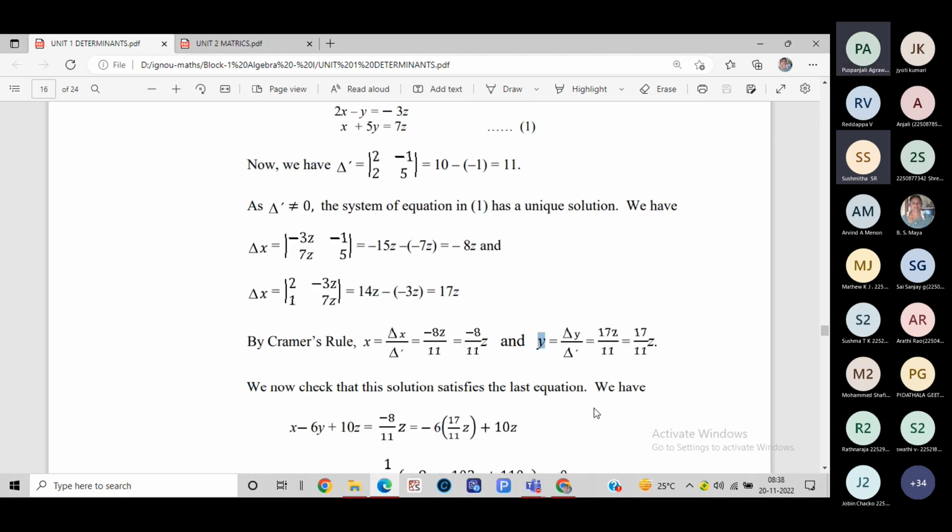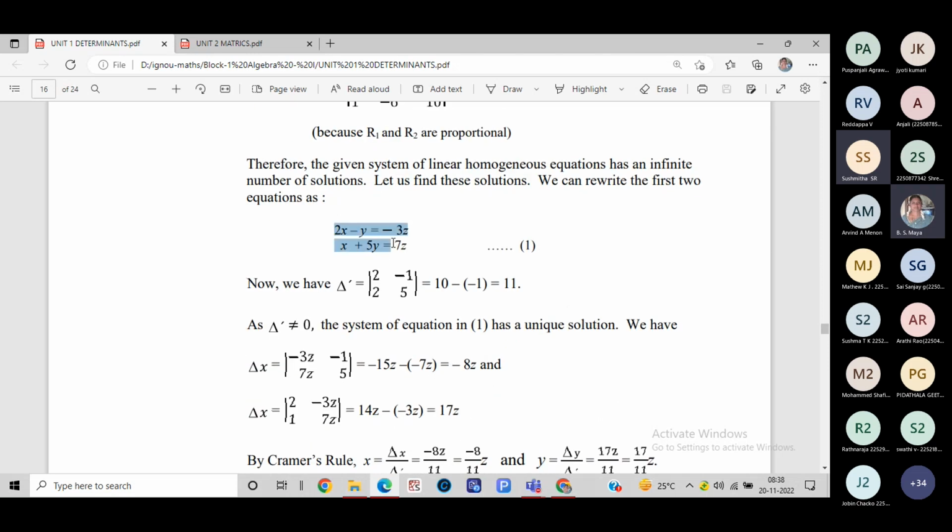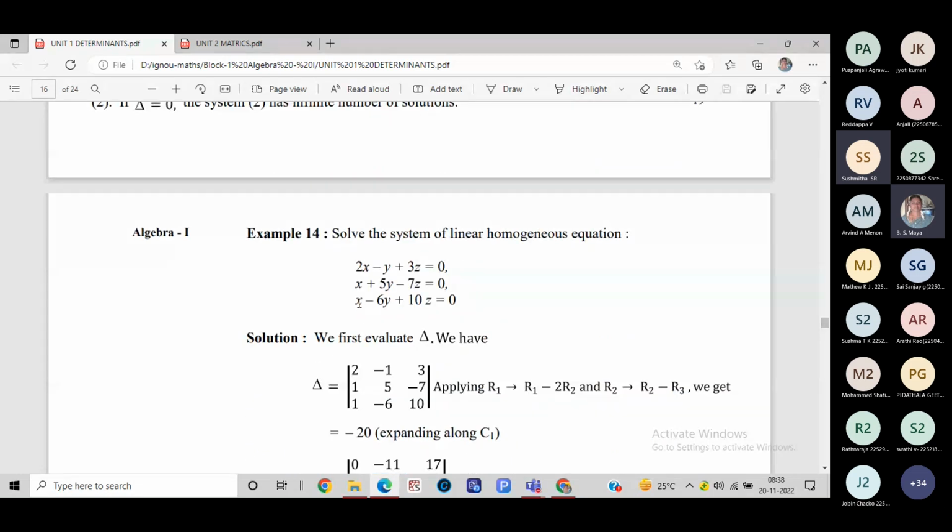Clear? See, let me check. We have the two equations I have taken, so let me take the third equation so that you can substitute that.